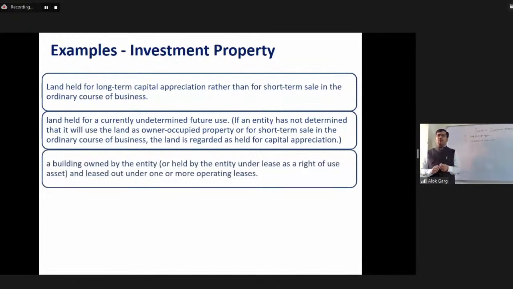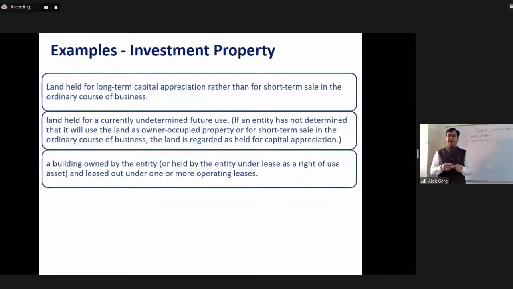Third, a building owned by the entity and leased out under one or more operating leases. So it means the company has purchased a building, and the objective is to lease out that building, to provide that building on a rental basis. The company has 5 floors, and the company has leased out all the 5 floors to different individuals or different companies. So that building is held by the company for operating lease purposes.